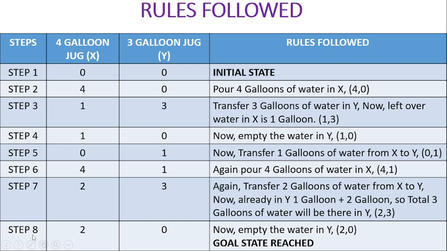So what is our final goal? The final goal state is 2 comma 0. So we have to empty the water in Y. So 2 comma 0. So finally we reached our goal. Okay, so this is called the water jug problem.